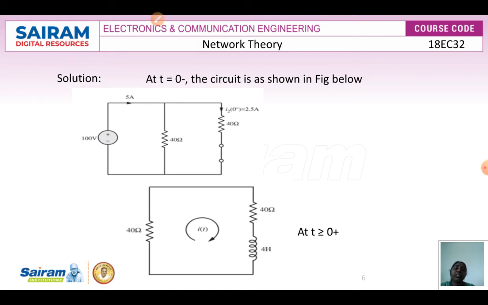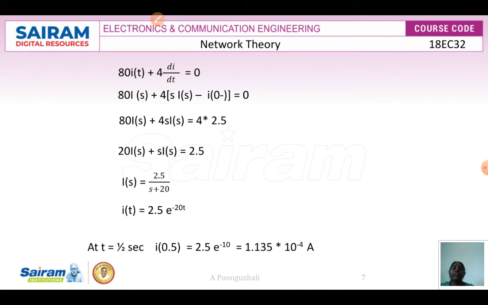So your i(t) is nothing but, with 80 ohms and, in this case, 4 henries there. So I can write the equation as 80 into i(t) plus 4 into di/dt is equal to 0. Now I want to find out your i(t).